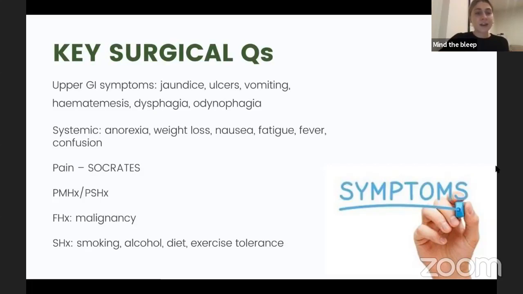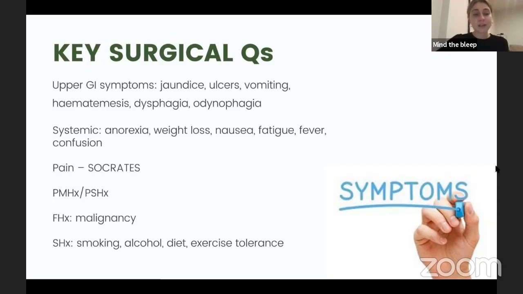It's really important in this patient to also ask about systemic problems, because those could point you towards an underlying problem such as malignancy. So it's really important to ask about any weight loss, anorexia, nausea, fatigue, fever, and confusion. As the patient is presenting with retrosternal burning chest pain, we're going to try to quantify the pain. So we're going to use the Socrates approach to the pain, which is essentially used in any history taking when the patient is presenting with pain.